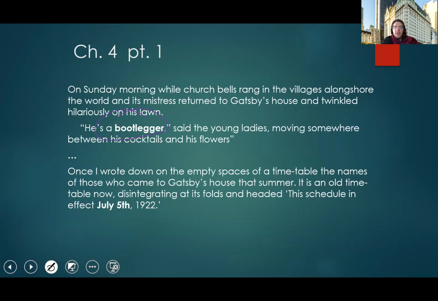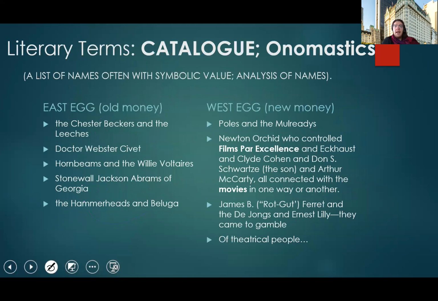This is not a very subtle point. July 5th is the day after July 4th, Independence Day. This is a book deeply rooted in investigating and critiquing and celebrating and engaging with the American dream. And so Nick makes this particular memoranda on the day after Independence Day. July 5th, 1922 was a Wednesday. He then launches into a catalog.